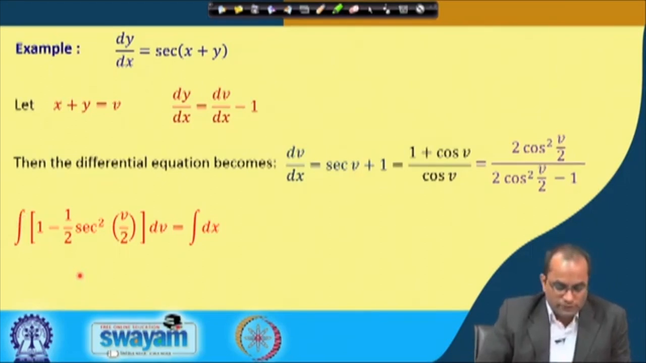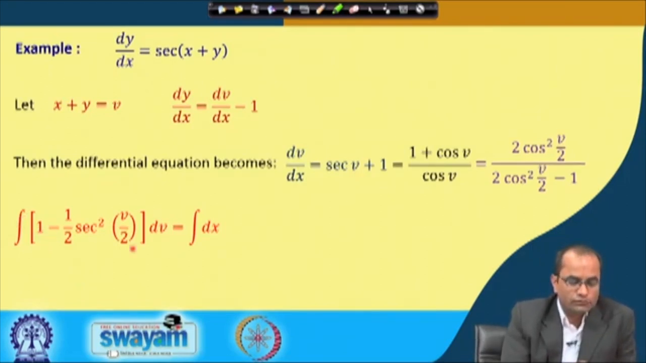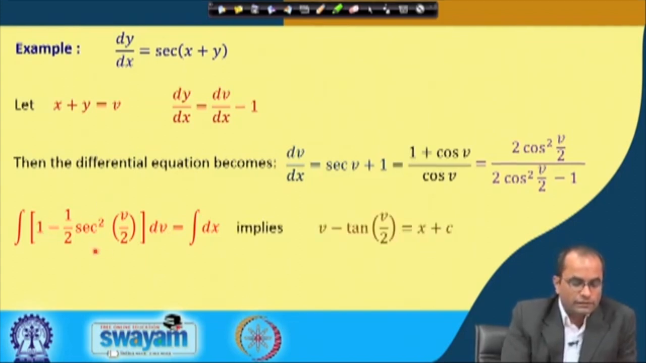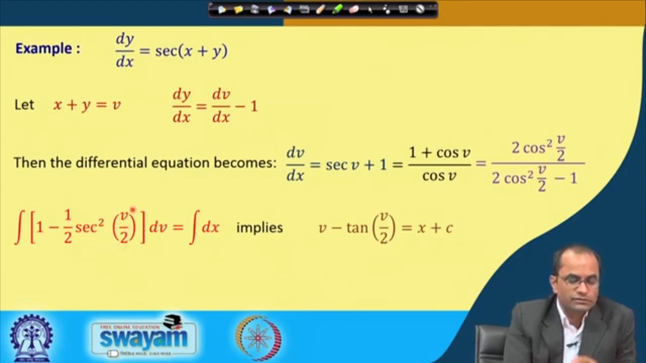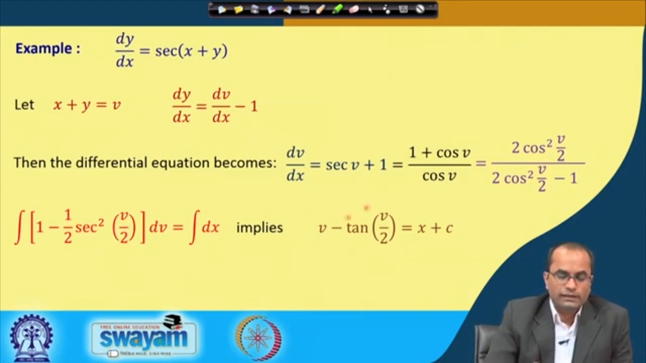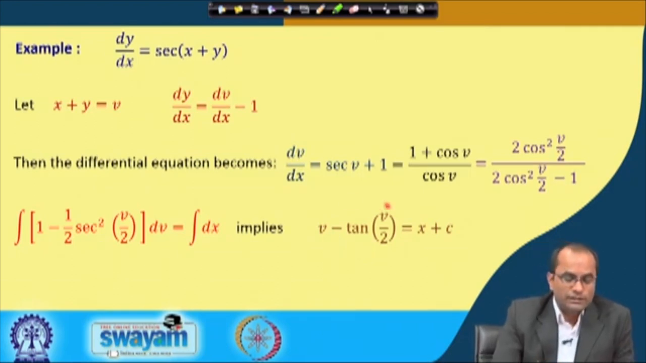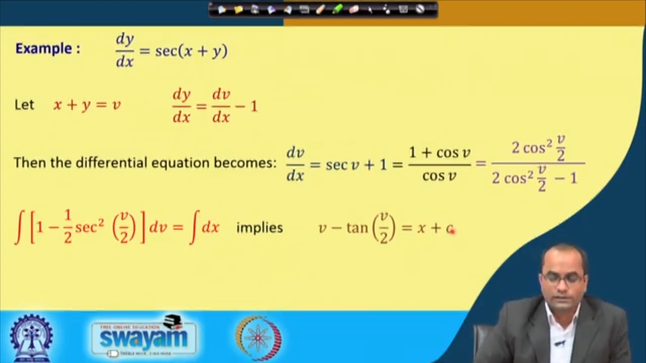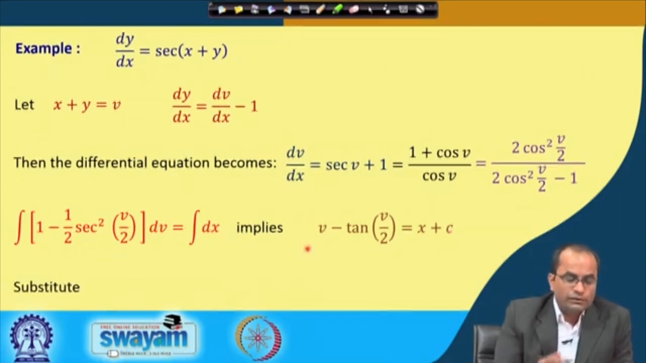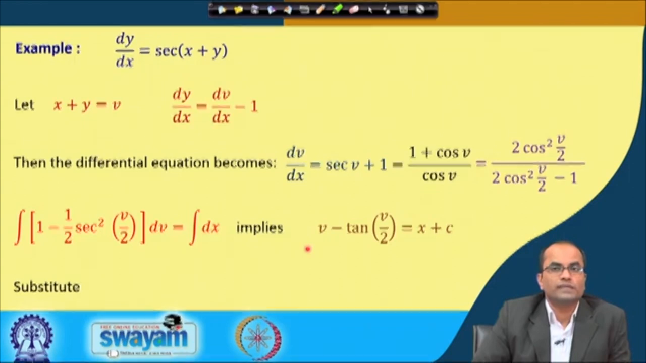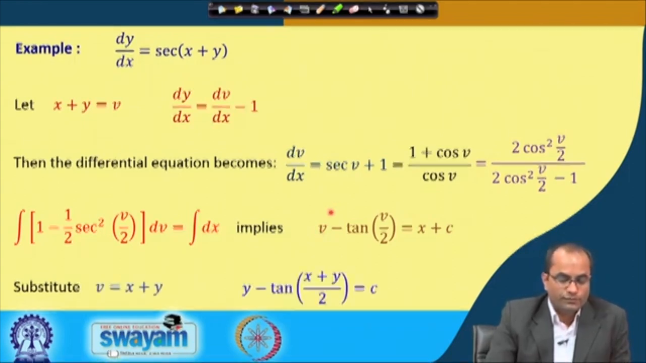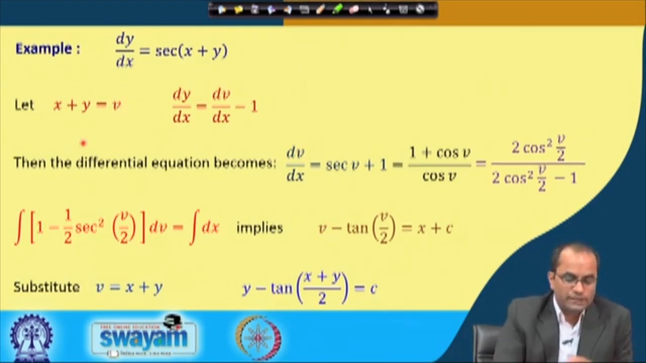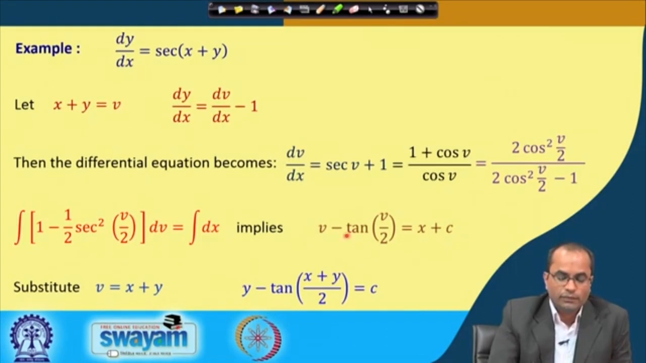Now we can integrate this. The 1, when we integrate over v, will give us v, and here the half is already there, so the sec square v by 2 will give us tan of v by 2. So, we have on the left side v minus tan v by 2, and the right hand side is just x plus the constant of integration. And now, we need to substitute back v in terms of x plus y. So, v is x plus y, and we can write x plus y minus tan of (x plus y) by 2 is equal to x plus c.